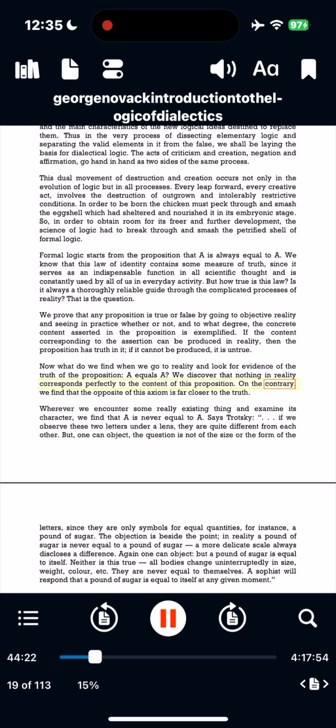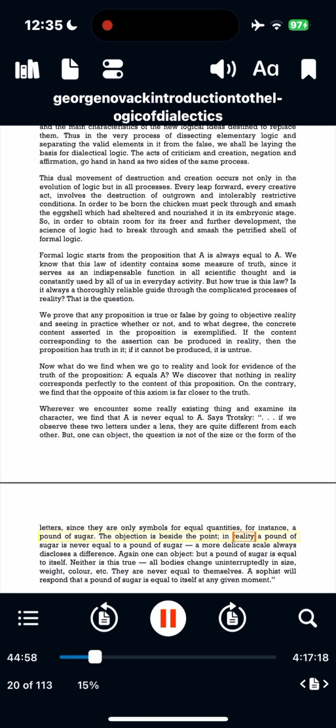On the contrary, we find that the opposite of this axiom is far closer to the truth. Wherever we encounter some really existing thing and examine its character, we find that A is never equal to A, says Trotsky. If we observe these two letters under a lens, they are quite different from each other. But, one can object, the question is not of the size or the form of the letters, since they are only symbols for equal quantities, for instance, a pound of sugar. The objection is beside the point.